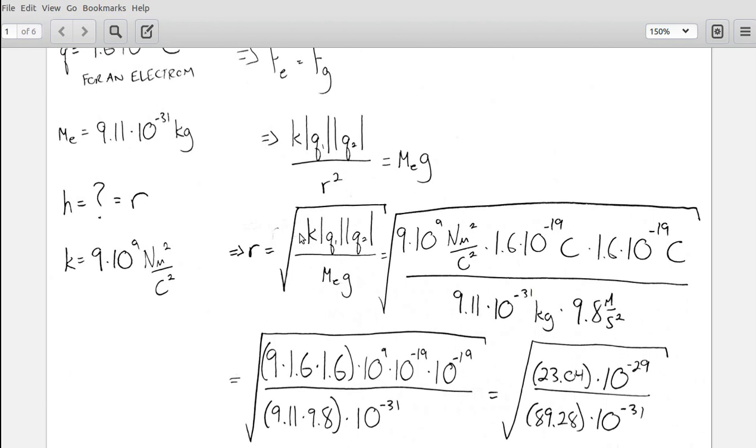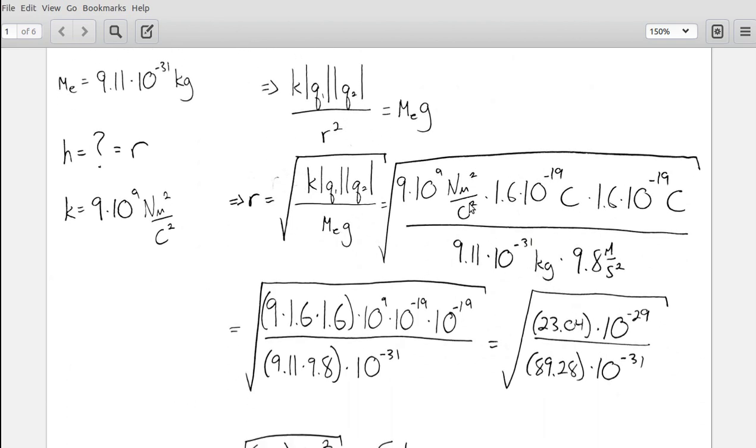So now I'm ready to plug everything in. I know my electrostatic constant, and notice the charges are in absolute value bars. These are the charges of the electrons, but again, I'm only concerned with their magnitude here. So I'm not using any negative signs, divided by the mass of the electron times the acceleration due to gravity.